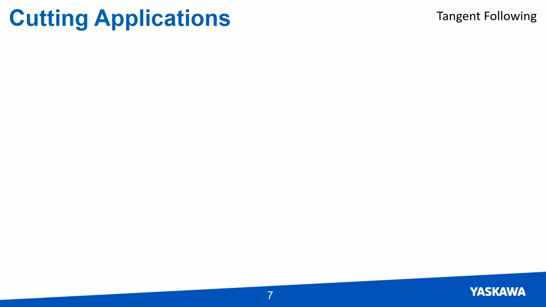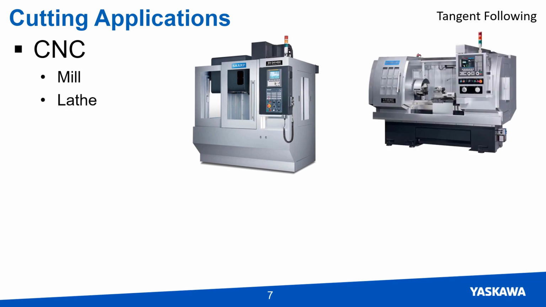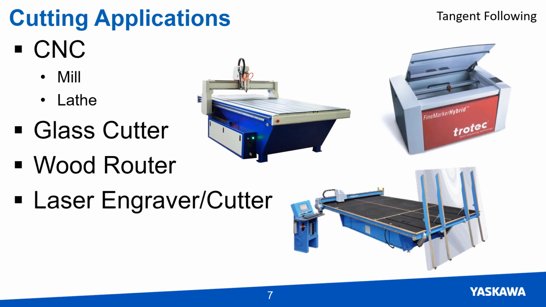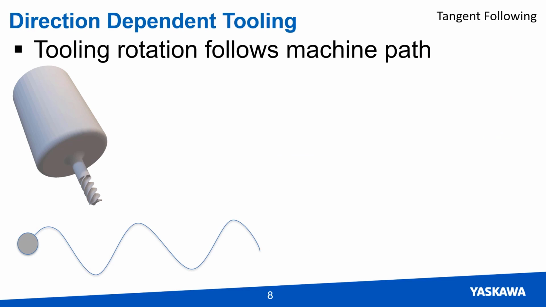There are a lot of different applications that perform cutting, otherwise known as subtractive operations. These machines consist of CNC mills, lathes, glass cutters, wood routers, and laser engravers and cutters. Different tool heads are required to perform the cutting operation. Some of these tool heads are direction dependent and some are not. Direction independent tools can cut material on any plane in any direction. An example of this tool is a milling bit. A milling bit rotates and can cut material in either direction.